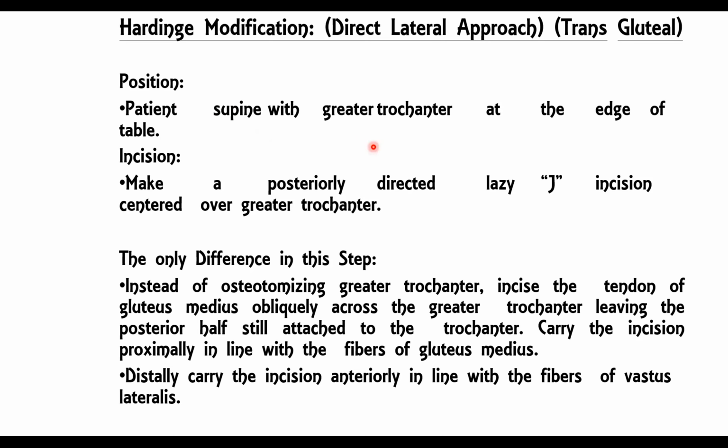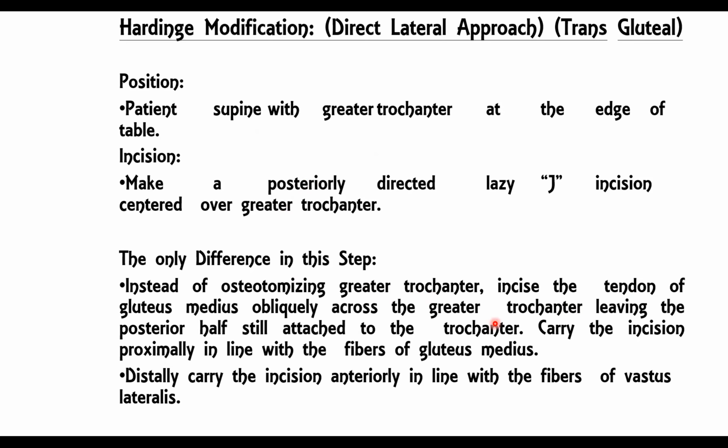with the greater trochanter at the edge of the table to make the greater trochanter prominent. It is better to make an incision, and for underlying dissection, the incision is over the posteriorly directed lazy J incision, which is centered over the greater trochanter. The only difference is that instead of osteotomizing the greater trochanter, you incise the tendon of gluteus medius obliquely across the trochanter, leaving the posterior half attached to the trochanter. Here they won't do osteotomies.